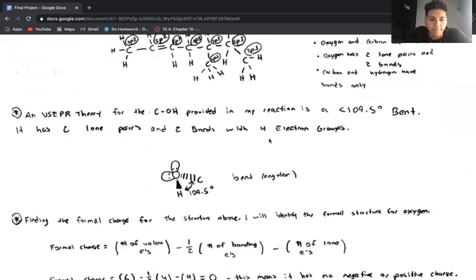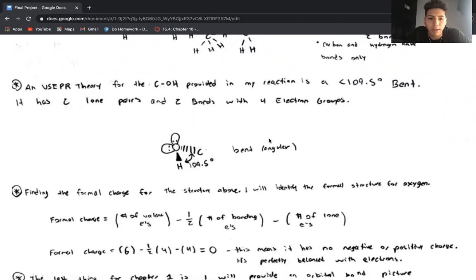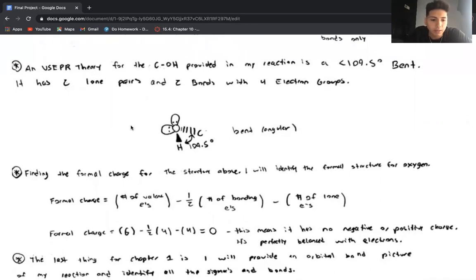And VSEPR theory for the oxygen in the hydroxide provided in my reaction is a 109.5 degree bent. It has two lone pairs and two bonds with four electron groups. Here's two lone pairs and here's two groups, making it four electron groups connected to them.